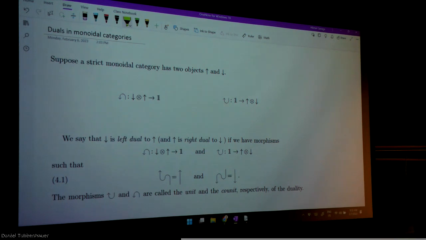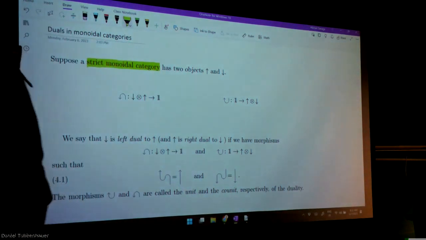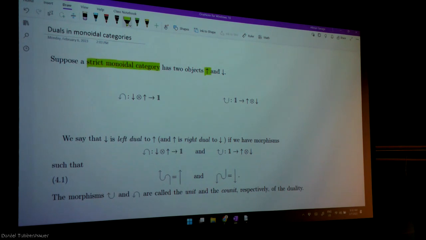Okay, so we're going to say we're working in some strict monoidal category, and we want to examine what it means for one object to be dual to another object in this general setup, right? So we've all seen dual vector spaces, dual representations, and we want a formalism for this in the abstract setting of monoidal categories that should specialize to these types of duals that we've seen in other contexts. So let's say we have two objects, which we'll denote as up arrow and down arrow. This is a nice little way of remembering that we've got two objects that should be dual to each other, the opposite orientations on the strings.